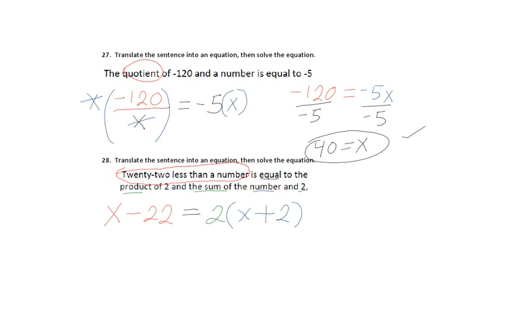Now that it's set up, let's solve. Well, right away I see that the 2 can multiply to both the x and the 2, so that becomes 2x plus 4. You still have 1x minus 22 over here. Next, it's a matter of moving all the x's to the left side and all the numbers to the right side. So I will next subtract 2x. So that means negative 1x minus 22 will equal 4.